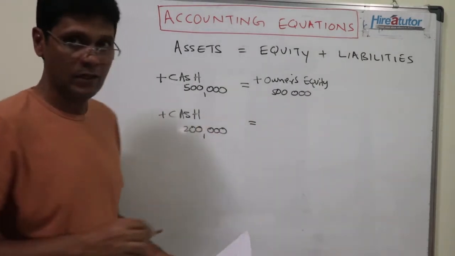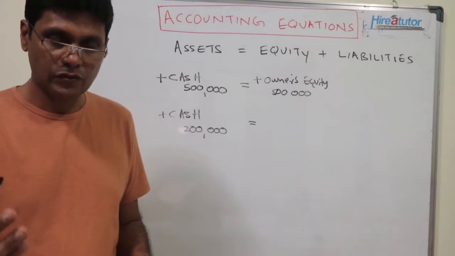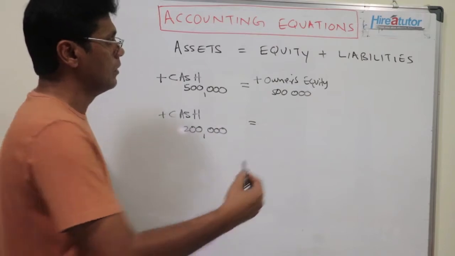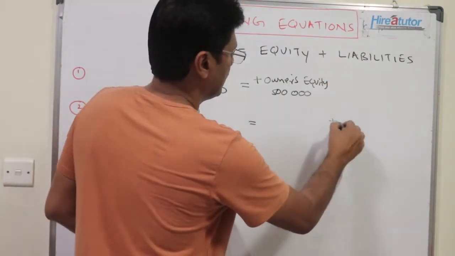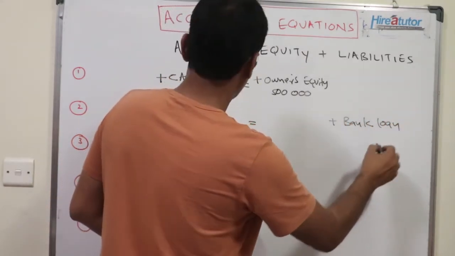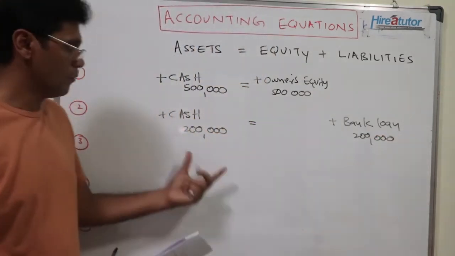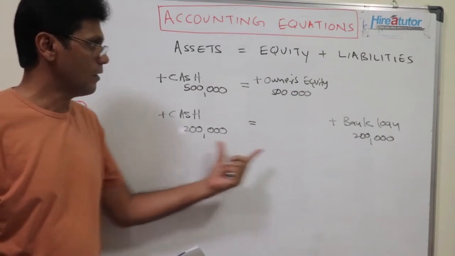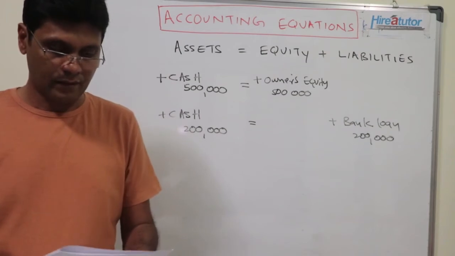and what is the liability? Liability towards the bank. So therefore the liability will increase by 200,000. Go to the liability column and increase this liability by the bank loan of 200,000. So both the sides will be equal. Assets 200,000, liability 200,000.